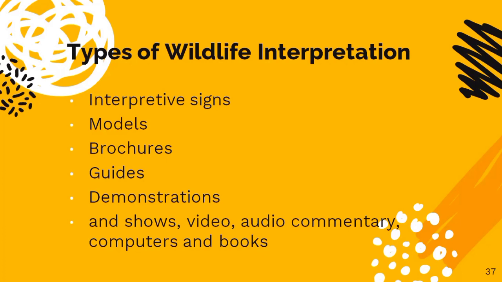Models are a system or a thing used as an example to follow or imitate. Brochures are informative paper documents. Guides are a person who advises or shows the way to others. Demonstrations are the actions or process of showing the existence of truth by giving proof or evidence. And lastly, shows, videos, audio, commentary, computers, and books are all types of wildlife interpretation.